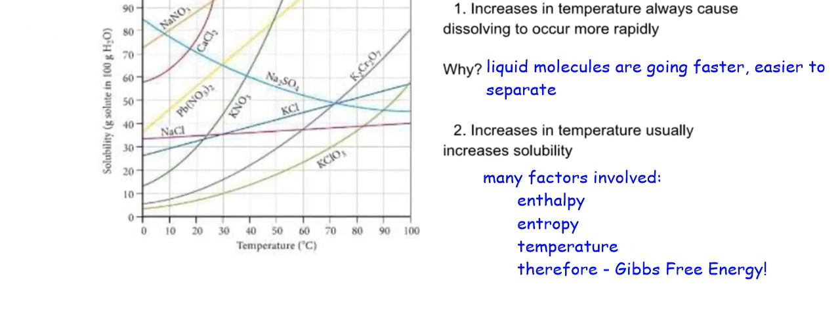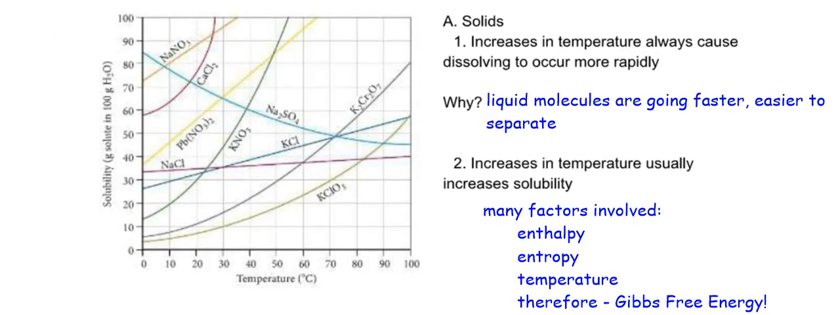So here's a graph, and let's check out this graph. What do you notice? Most of the salts on here are all ionic. As temperature goes up, so does solubility. We have one exception, that's sodium sulfate.